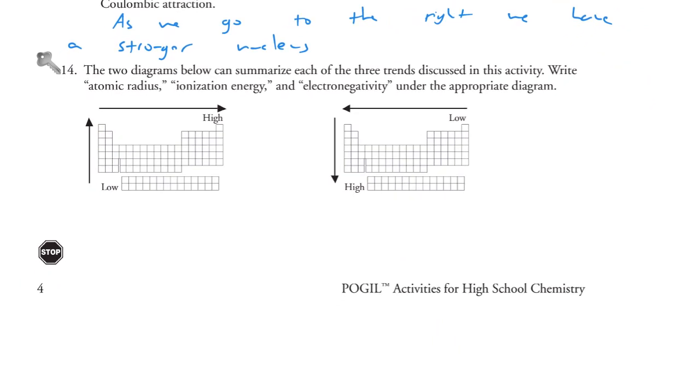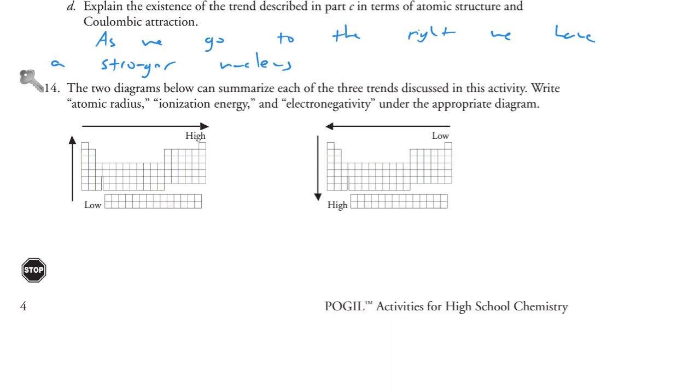All right. The two diagrams below can summarize each of the three trends discussed in the activity. Write atomic radius, ionization energy, or electronegativity under the appropriate diagram. So this one on the right is going to be atomic radius. And the one on the left is electronegativity / ionization energy.